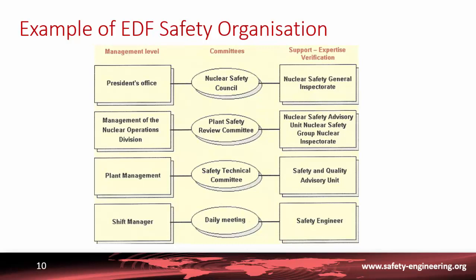As an example of safety management, I will provide here some elements of the safety organization of EDF, the French utility. On the left-hand side, you have the line management, and it starts at the level of the CEO, the president's office, and goes down to the management of all the operating plants, and then at the plant level, the plant director, and 24 hours in the control room, the shift manager. These are the persons responsible for safety, the persons responsible to take action and to act.